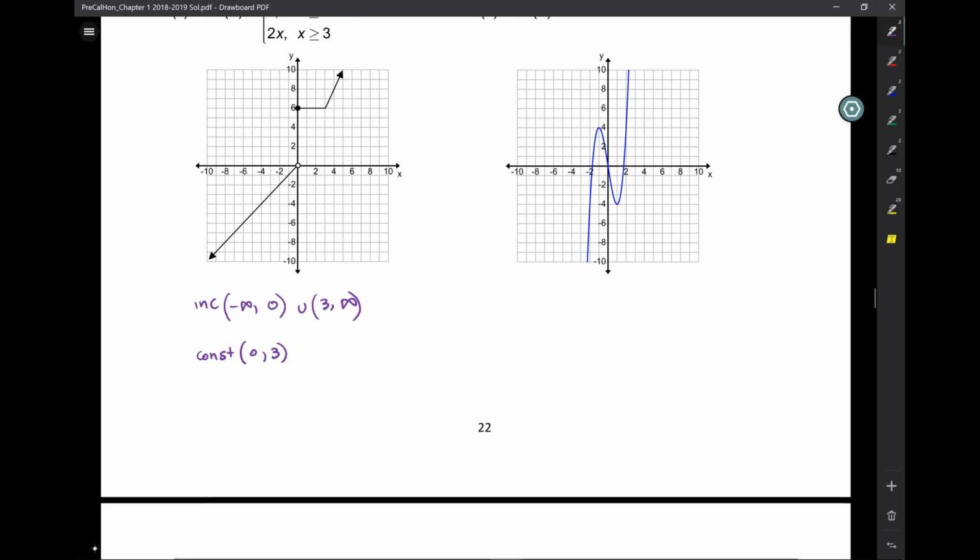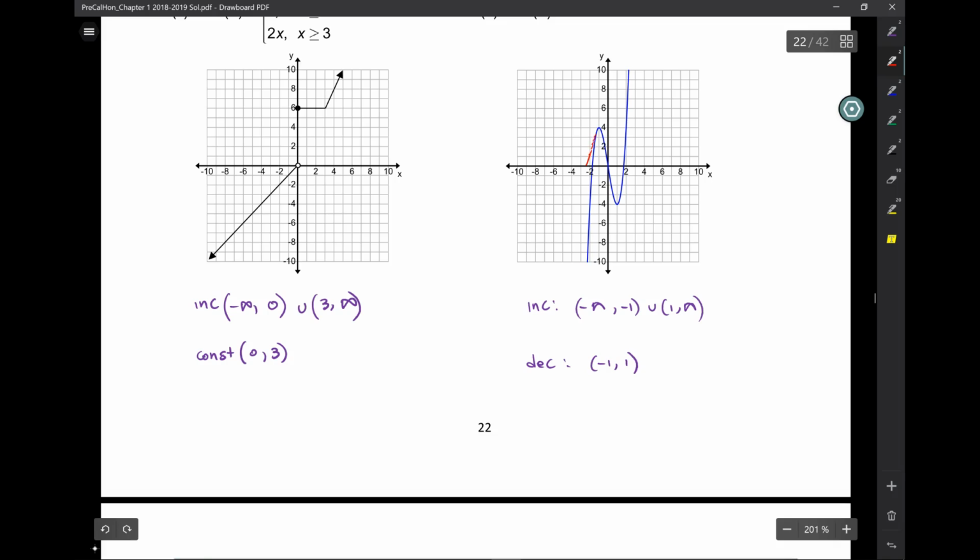All right, so where is it increasing? To negative 1, and then 1 to infinity. And then does it decrease anywhere? Negative 1 to 1. Okay? Now, before you turn to the next page, look at what's happening here.